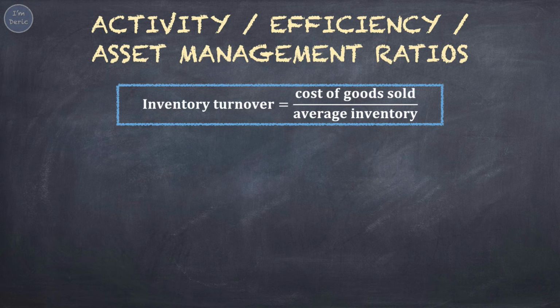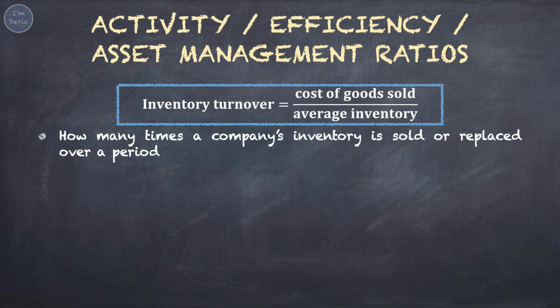It can be calculated by taking cost of goods sold over average inventory. Inventory turnover shows how many times a company's inventory is sold or replaced over a period. Similar to other turnover ratio formulas, for inventory turnover, the higher, the better. Higher inventory turnover shows that the company does not keep the inventory for too long.